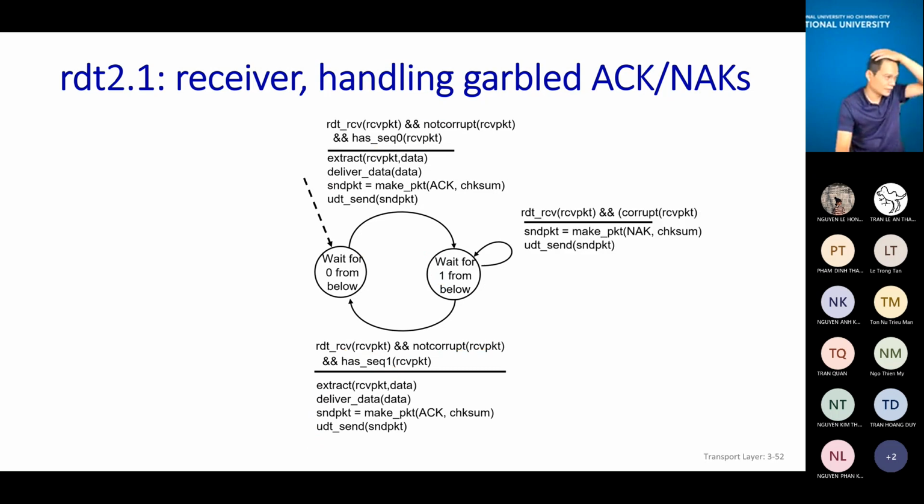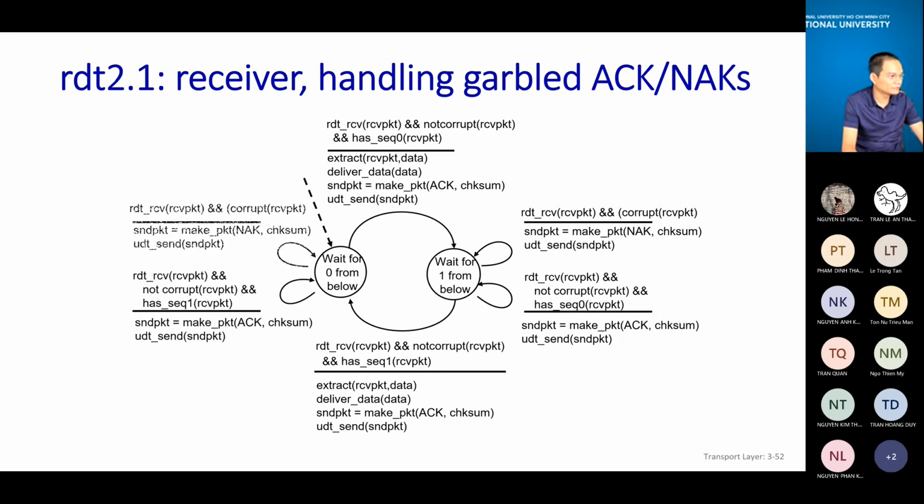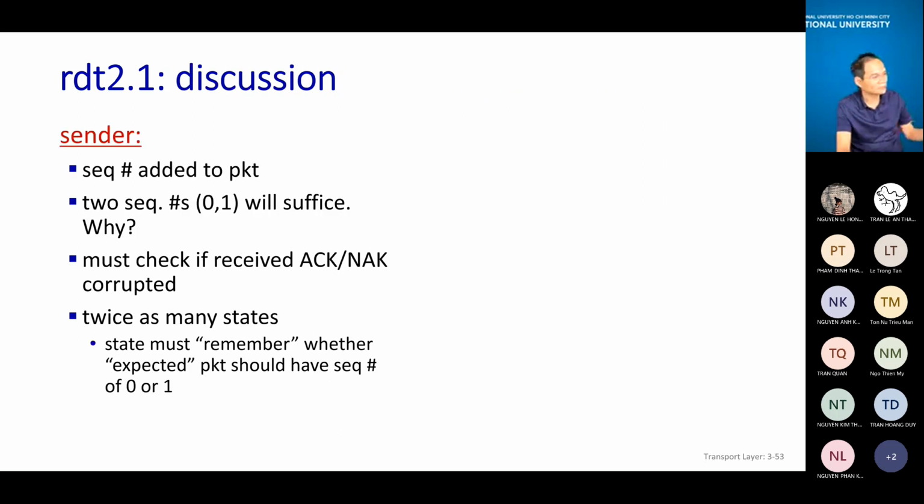How about when we receive the corrupt one here? When we receive a packet and it is corrupt, then we're going to send the NAK. Similar for 1. We receive the packet, still 0, it's not corrupt, and it has the expected sequence number, so we make an ACK. Pretty straightforward, right? Similar for 1. So this is the receiver.